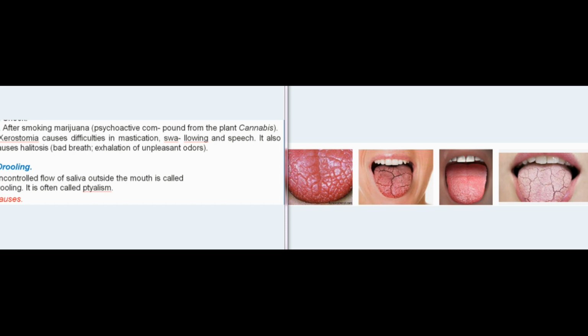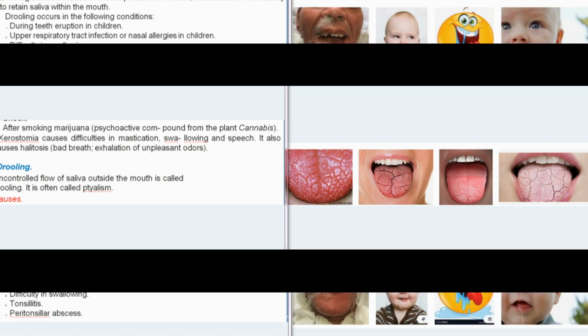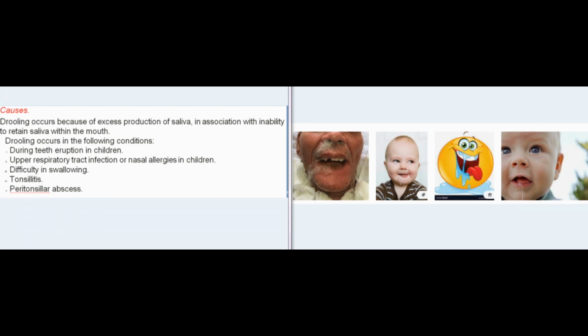Xerostomia causes difficulties in mastication, swallowing, and speech. It also causes halitosis, bad breath, exhalation of unpleasant odors. Drooling. Uncontrolled flow of saliva outside the mouth is called drooling. It is often called ptyalism. Causes. Drooling occurs because of excess production of saliva, in association with inability to retain saliva within the mouth. Drooling occurs in the following conditions: during teeth eruption in children, upper respiratory tract infection or nasal allergies in children, difficulty in swallowing, tonsillitis, peritonsillar abscess.